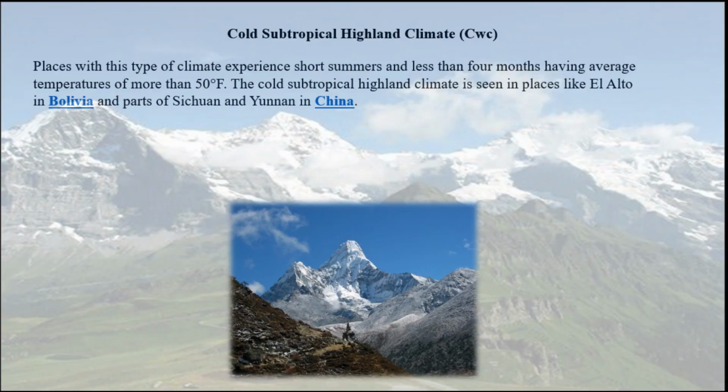Cold subtropical highland climate, CWC. Places with this type of climate experience short summers and less than 4 months having average temperatures of more than 50 degrees Fahrenheit. The cold subtropical highland climate is seen in places like El Alto in Bolivia and parts of Sichuan and Yunnan in China.